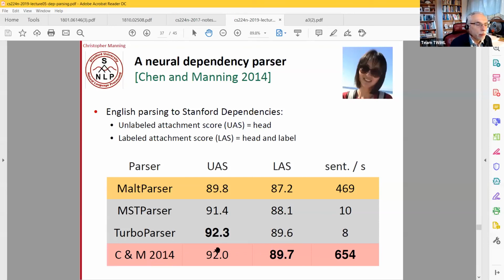And as you can see, they almost beat everybody, except they didn't beat the turbo parser in UAS score. But if you look at the speed, they beat everybody in the speed. And then you might say, well, turbo parser is so slow that who's going to want to use it when you can use this? So I guess the big two to compare are the malt parser and the CNM. And malt parser beats them by a lot in all three categories.